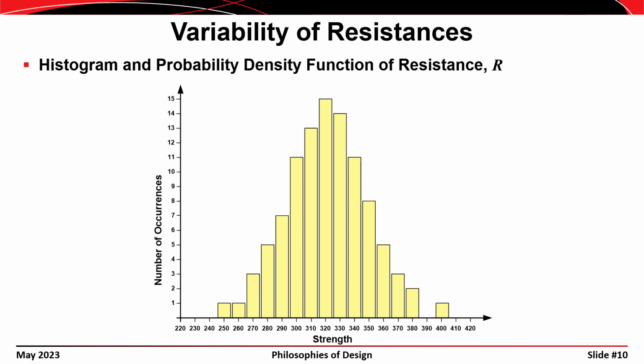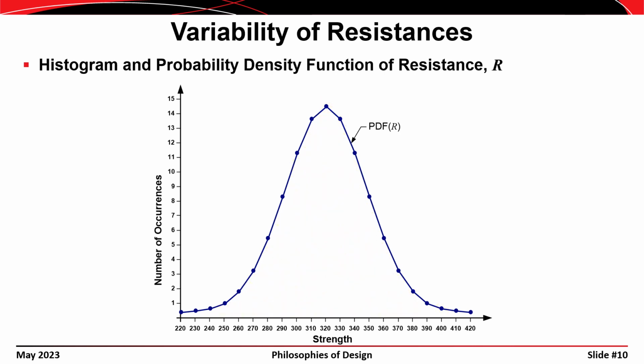Anyways, what we'll do is we'll take this histogram for resistance. We'll fit a probability density function to it, just like we did for the load. And then we'll work with that probability density function instead of working with the histogram.